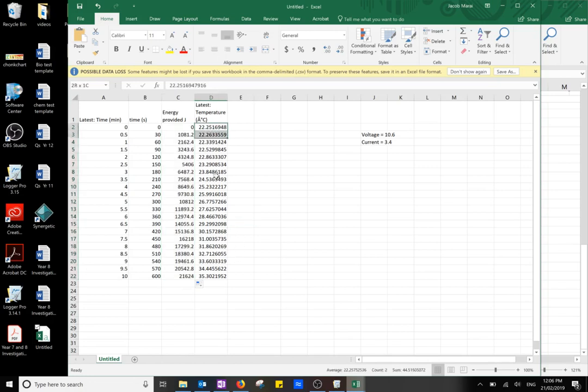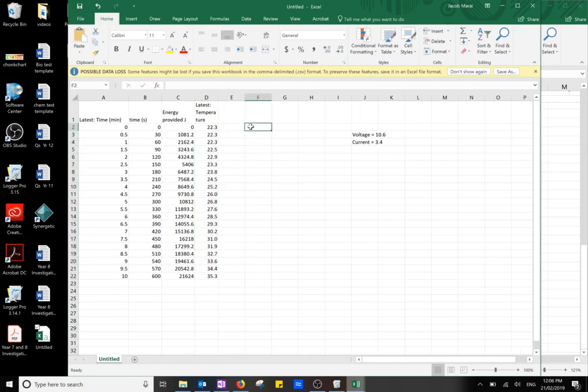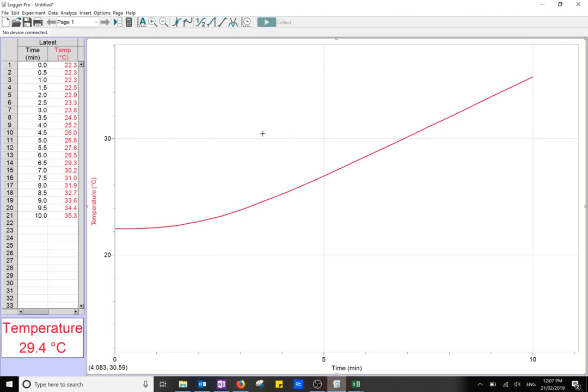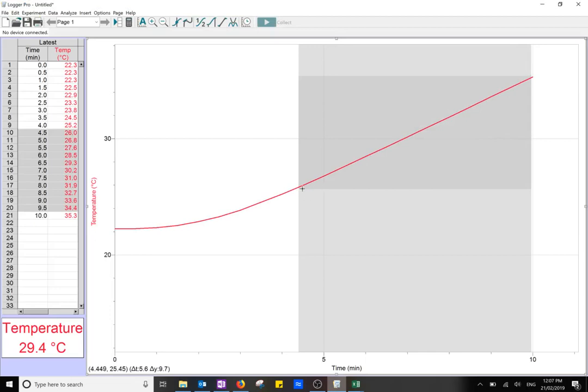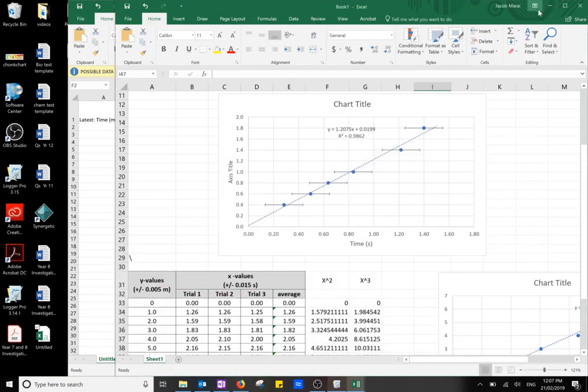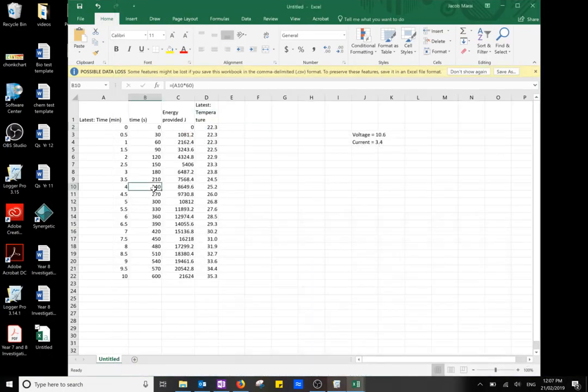Okay. Now our temperature probe, I don't believe it to be to that precision. It gave me to the nearest 1 decimal. So I'm just going to drop it down a little bit so it looks a bit prettier. Now, if I highlighted the whole data, I would get this curve. And as I said, I'm going to select from about 4 minutes. So when I highlight my data, I'm only going to be highlighting temperature and energy from 4 minutes onwards.